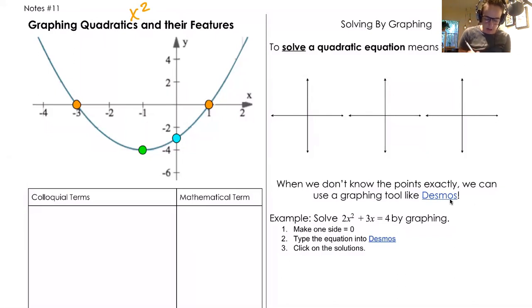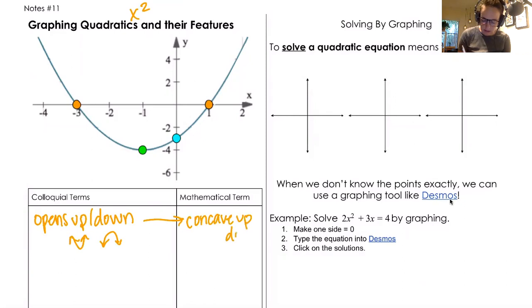In colloquial terms, colloquial meaning common things that we would just say, we might say it opens up like a smiley face, or it opens down like a frown. So we would say opens up or down, meaning the up direction or the down direction. The mathematical way that we would say that is concave up or concave down. Right, so we can say either of those things.